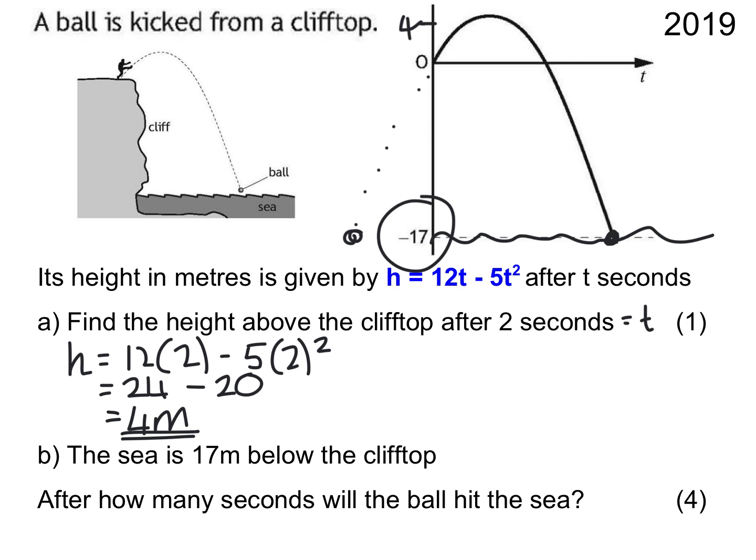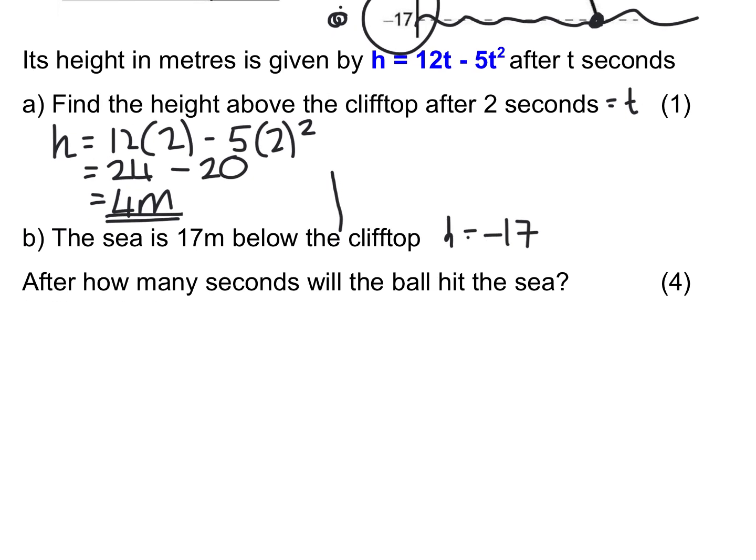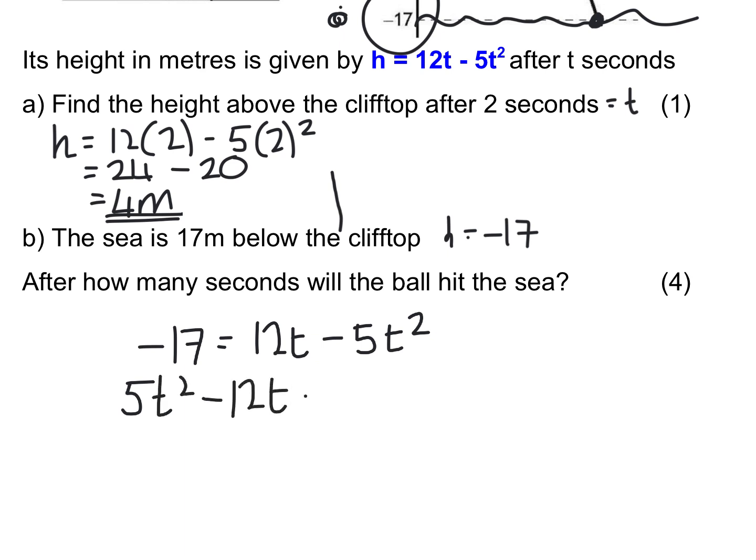They've told you the sea is 17 below cliff top. So our height is minus 17. So we are going to take our equation and replace our height with minus 17. So let's put this in. Minus 17 equals 12t minus 5t squared. I'm going to do my Beyonce and move everything to the left. Minus 5t squared becomes positive 5t squared. 12t becomes negative 12t. Minus 17 was already there, so it stays as minus 17.